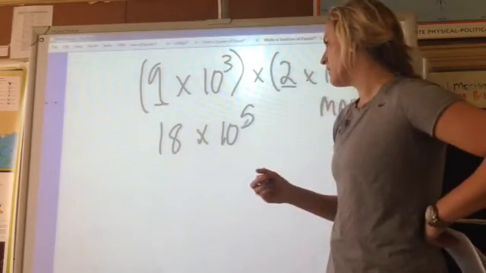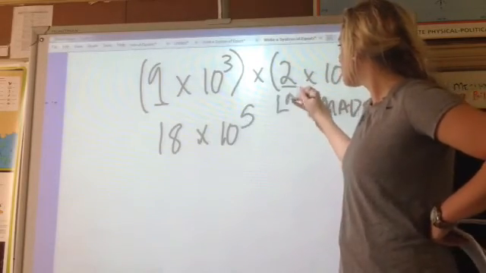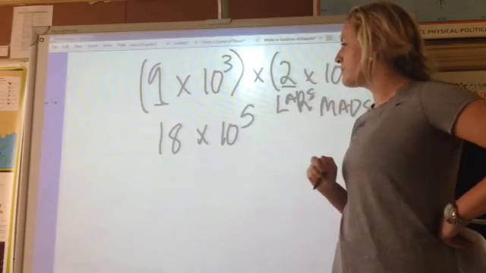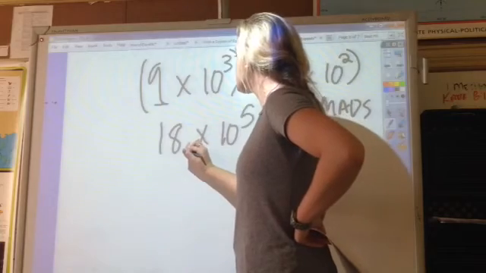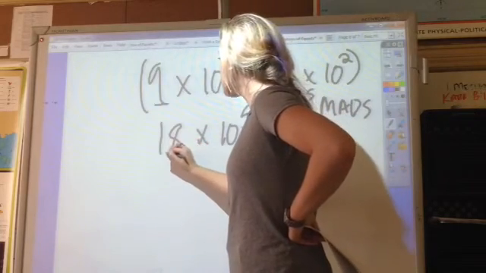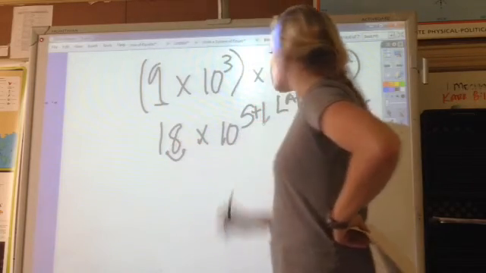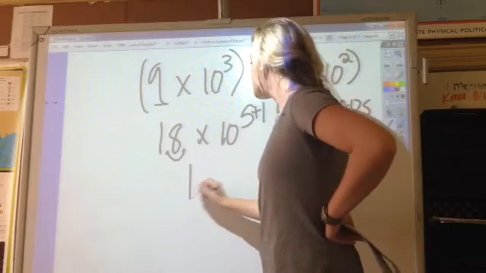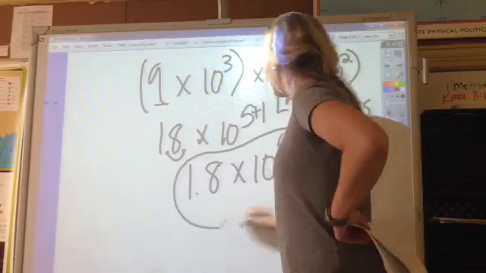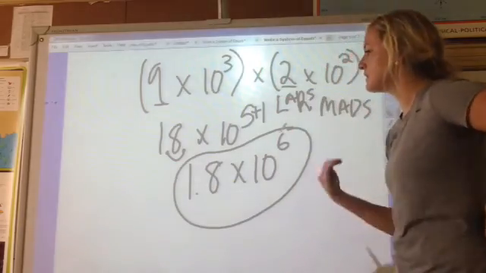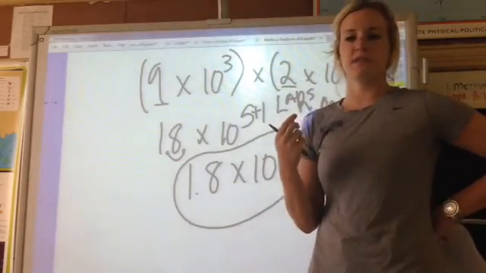because my coefficient of 18 is not between 1 and 10. So I'm going to have to remember my good friend Lars and move my decimal and add 1 to my exponent. So I know I have an invisible decimal at the end. If I move it one spot to the left, I can add 1 to my exponent. My new coefficient is 1.8 times 10 to the sixth. And since this answer is in proper scientific notation, we are done. All right, guys, that's going to be it for today. Let's go ahead and practice.